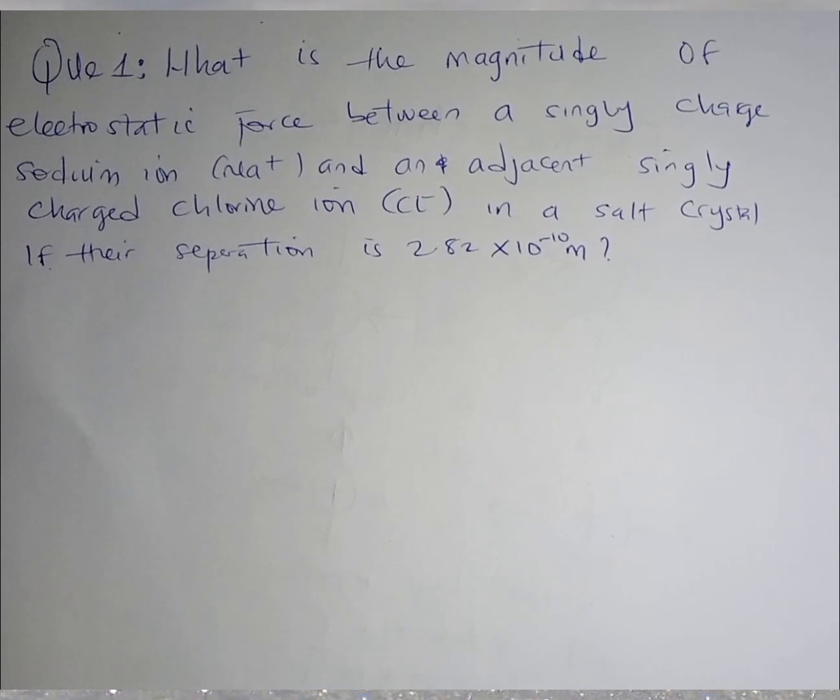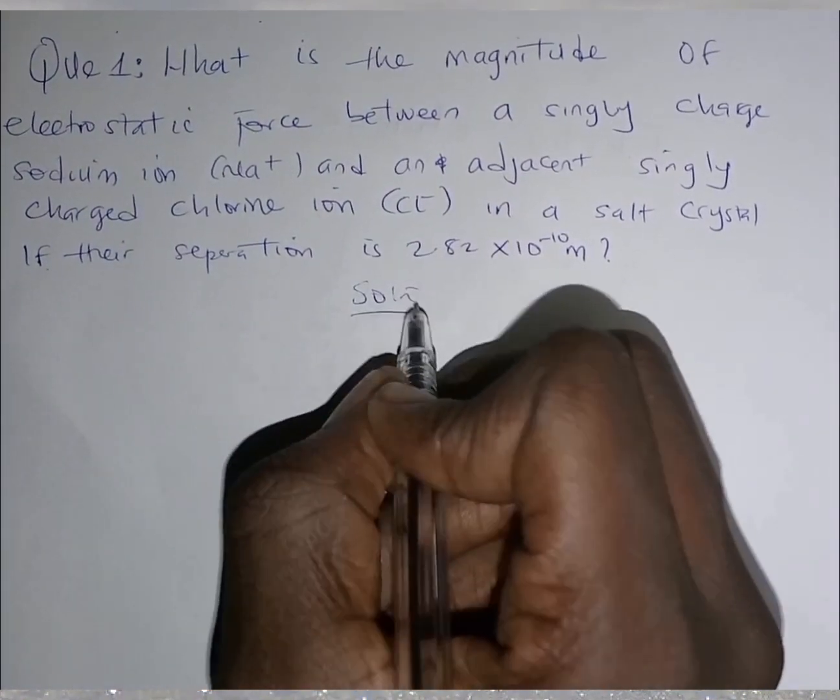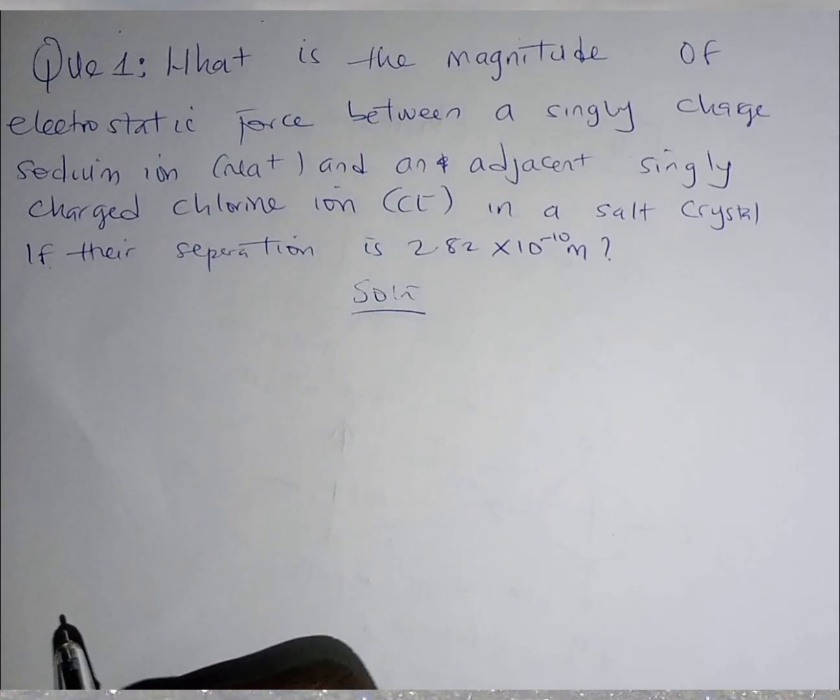What is the magnitude of the electrostatic force between a singly charged sodium ion, Na plus, and an adjacent singly charged chlorine ion, Cl minus, in a salt crystal, if their separation is 2.82 times 10 raised to the power minus 10 meter? Now solving this is very easy. Solution. So how do we go about solving this problem?